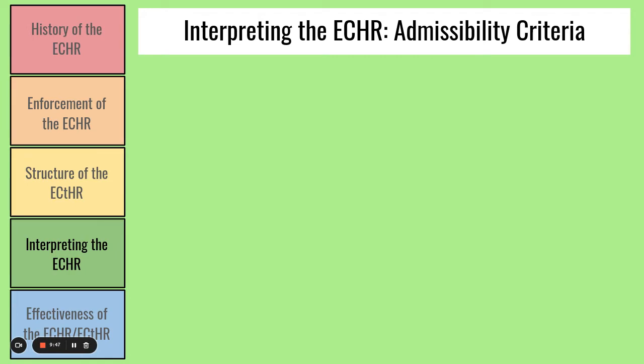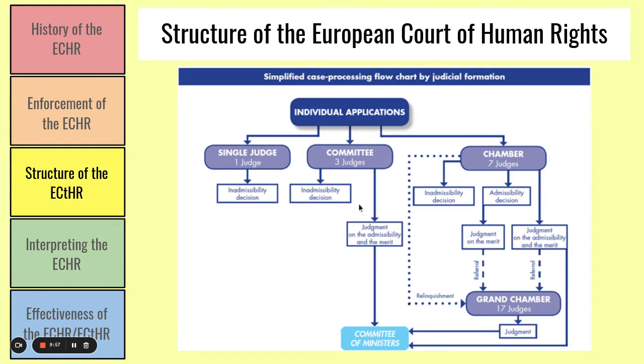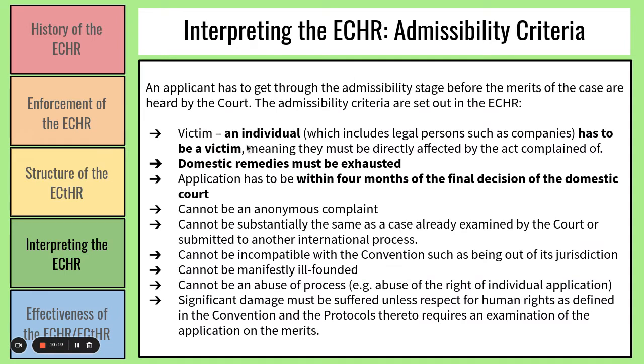So let's have a look at the admissibility criteria very quickly. So an applicant has to get through the admissibility stage before the merits of the case. As I said before, so a single judge, committee, a chamber would all have a look at whether it is admissible or not. If it is admissible, the committee, chamber, or grand chamber in very serious cases would then look at the merits of the case to see whether there was an interference of human rights or not. In order to get to that stage, though, the admissibility criteria is set out as the following.